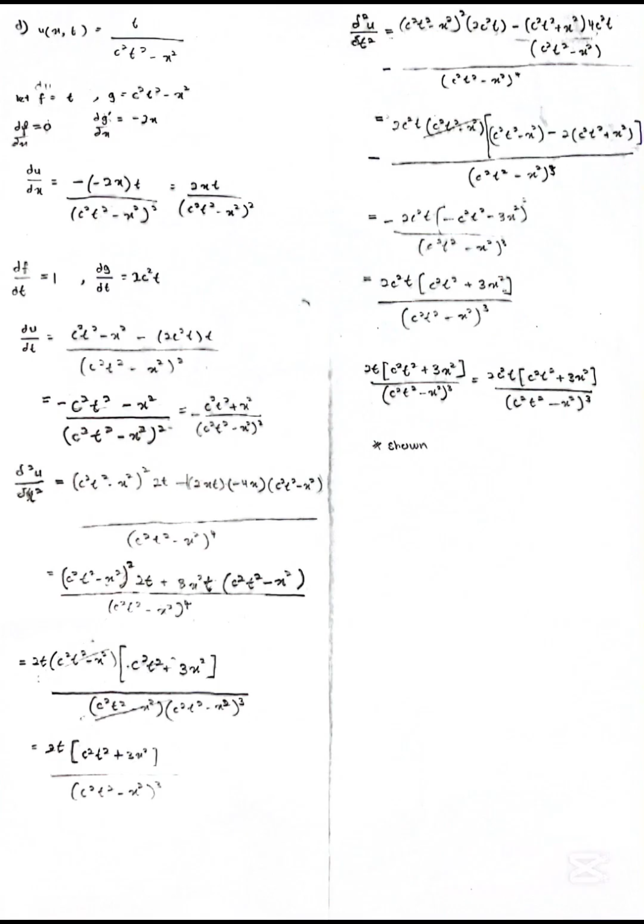For ∂²u/∂x², differentiate it and simplify until we get 2t times (c²t² + 3x²) over (c²t² − x²)³. Same goes to ∂²u/∂t². Differentiate it until we got 2c²t times (c²t² + 3x²) over (c²t² − x²)³. Rearrange the equation by following and satisfy the wave equation.